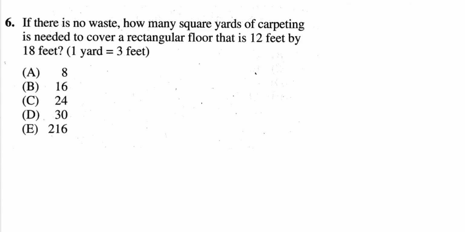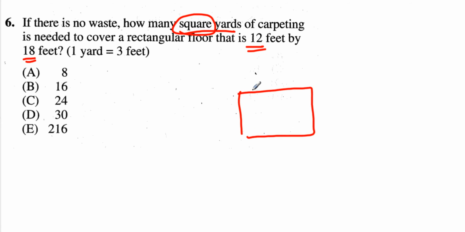Number 6. All right, here we have, if there's no waste, how many square yards of carpeting is needed to cover a rectangular floor 12 feet by 18 feet? Notice the square yard. So it might be better for us to convert the 12 feet, but how many yards is that? I have to divide by 3 because 1 yard is equal to 3 feet. Then I get 4 yards. How about 18 feet? 18 feet, divide that by 3, we get 6 yards. So by converting each one of them into yards, then we should be able to get the square yards quite nicely. So when you combine them together, we get 24 by multiplying 4 times 6.